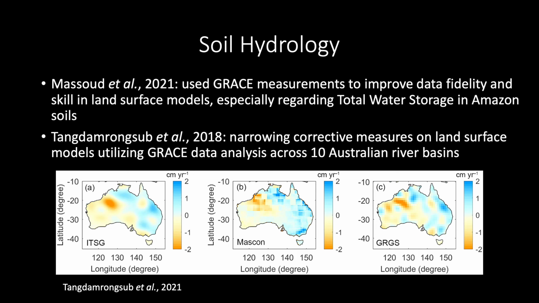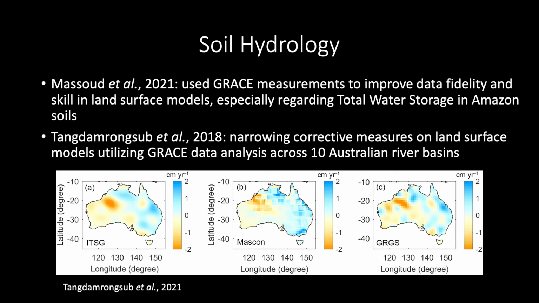So Massoud et al. 2021 actually used GRACE measurements to improve data fidelity of a previously used land surface model in a few Amazonian river basins. So with GRACE, he determined total water storage in these areas and was able to incorporate this into the previous model to create an accurate simulation of changes in soil hydrology from 2003 to 2012, which included two major droughts in South America in that time period.